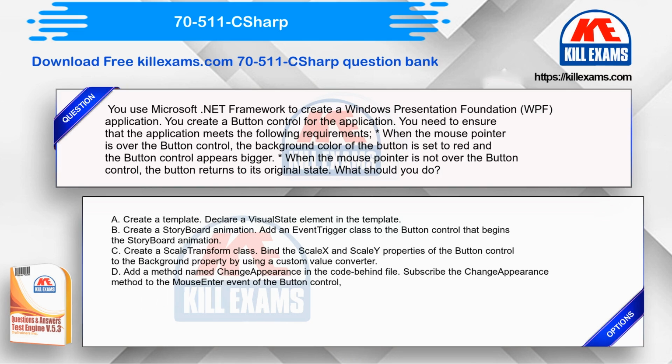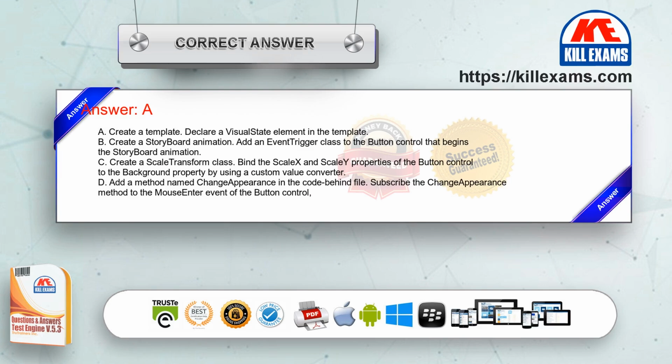Option C. Create a ScaleTransform class. Bind the ScaleX and ScaleY properties of the button control to the Background property by using a custom value converter. Option D. Add a method named ChangeAppearance in the code-behind file. Subscribe the ChangeAppearance method to the MouseEnter event of the button control. The correct answer is option A.